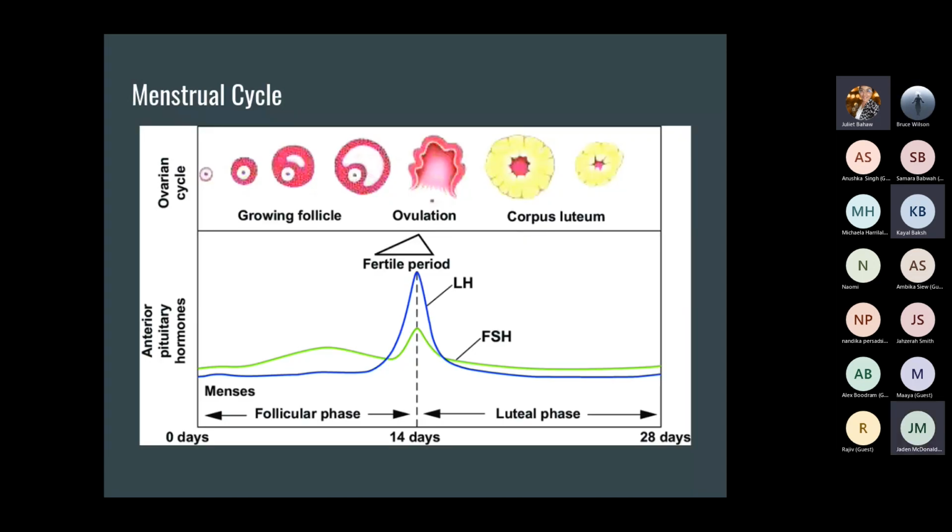Sometimes they can bring a graph like this and ask you to label the hormones. Estrogen will be high in the beginning as well. Progesterone will be high after day 14, so look out for a high line.